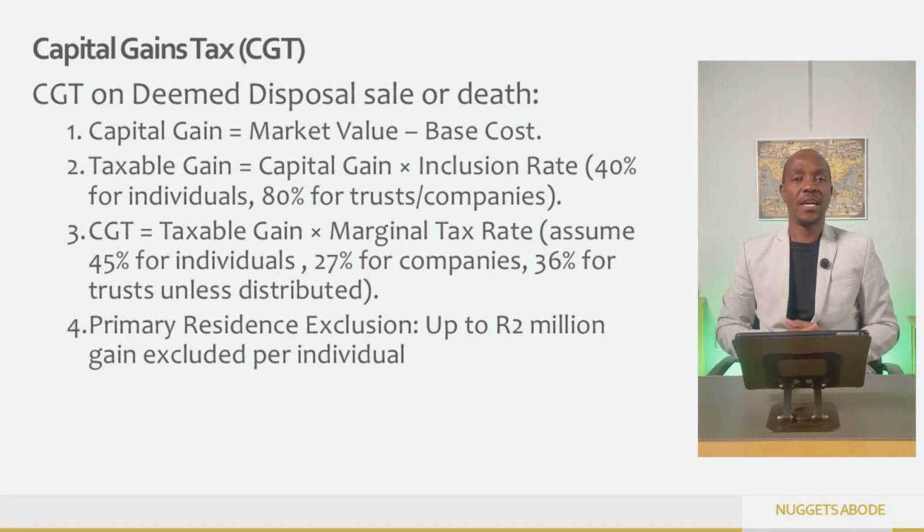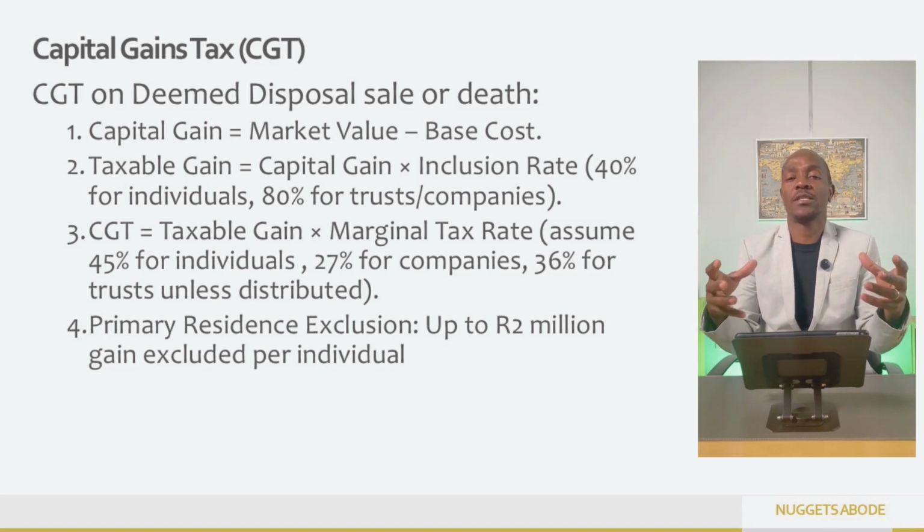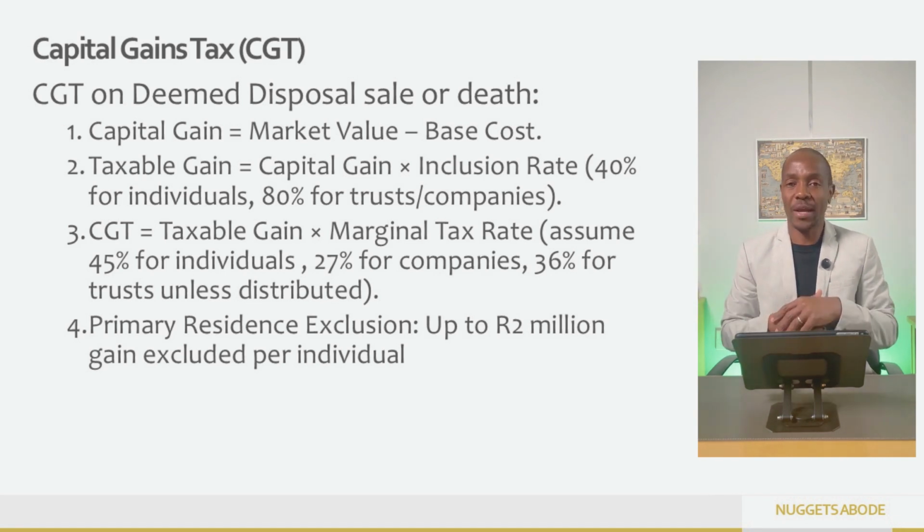All right. What's just being displayed on the screen is the formula for capital gain. So this is the market value minus the base cost. The base cost takes into consideration costs that you would have done to improve. Of course, that means you need to have good accounting so that you may be able to present these costs. And then the taxable gain is calculated by the capital gain multiplied by the inclusion rate. If I contextualize to South Africa, it's 40% for individuals, 80% for trusts and companies.